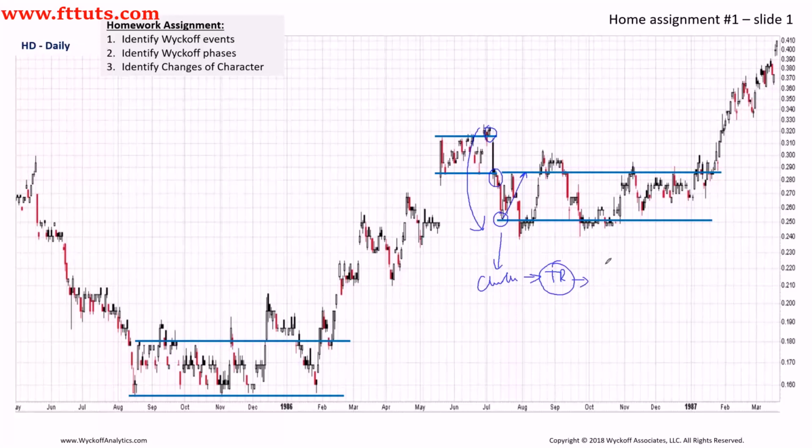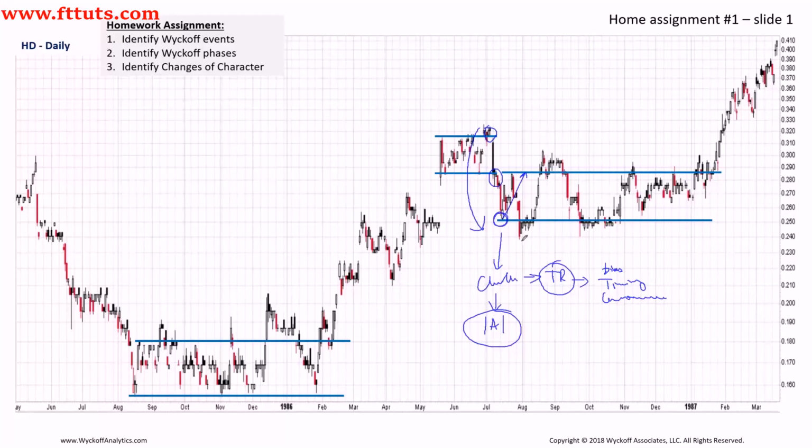The trading range. Again, the questions that we're going to address are bias, timing, character. Also, change of character is always going to be associated, on the way into the trading range, with phase A. So if this is phase A, then what kind of phase A Wyckoff events do we have?